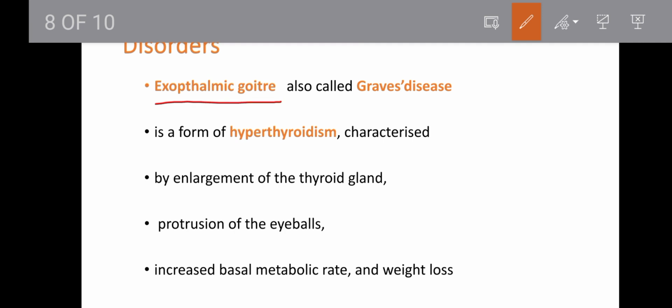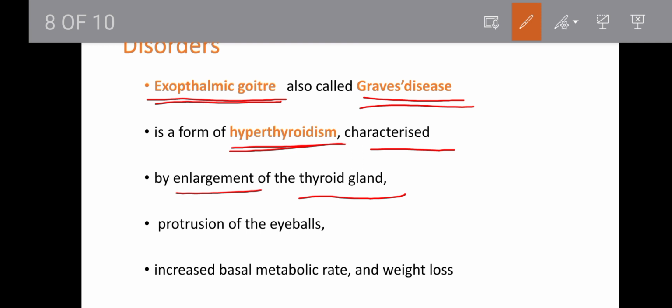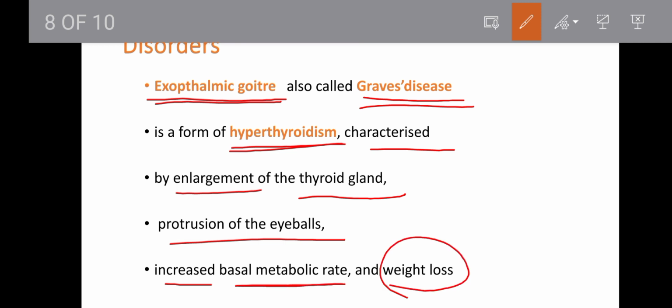Exophthalmic goiter. This is also known as Graves' disease. So this is a form of hyperthyroidism in which thyroid hormones are abnormally increased in the body, and this is characterized by enlargement of thyroid gland, protrusion of eyeballs, and increased basal metabolic rate, and there is weight loss.